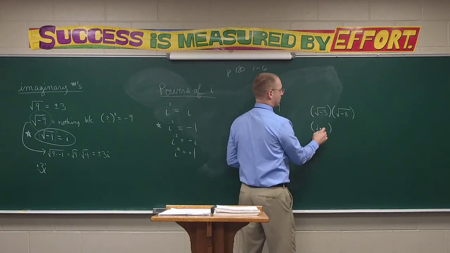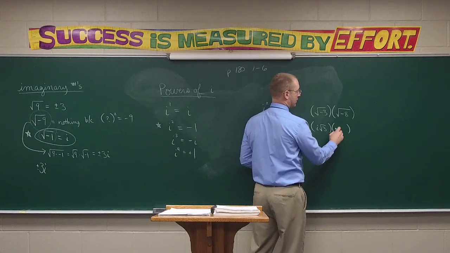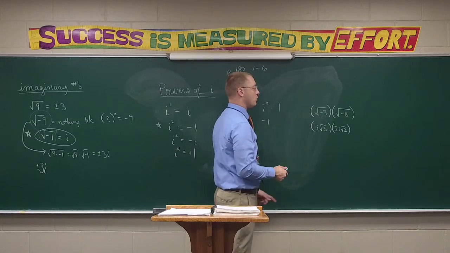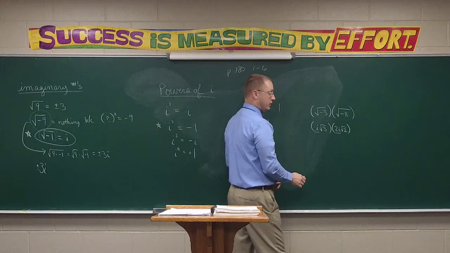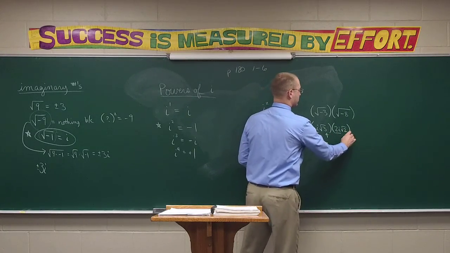I times the square root of 3, and this would become 2i times the square root of 2. Good. i times the square root of 8, or we could reduce it to 2i square root of 2. Then we're going to multiply. And remember, when you multiply radicals, you multiply the coefficients together, 2, and you multiply the radicals.